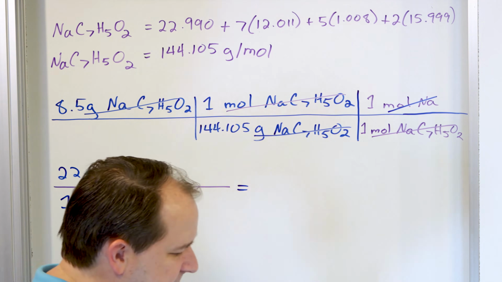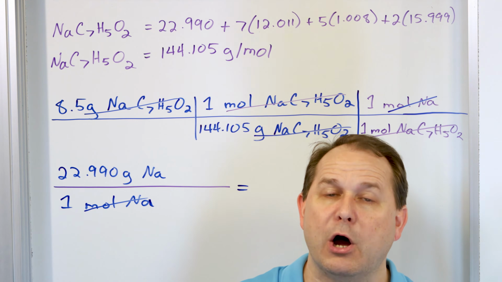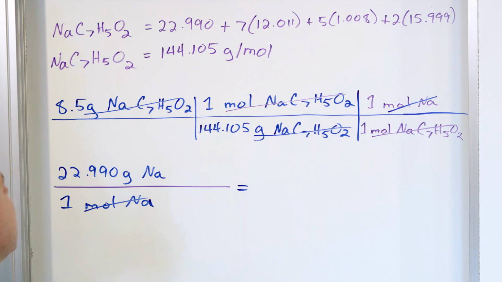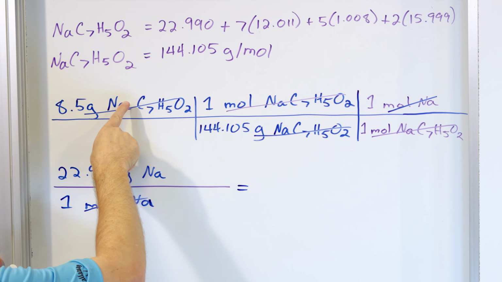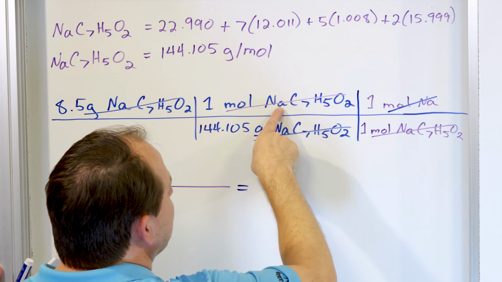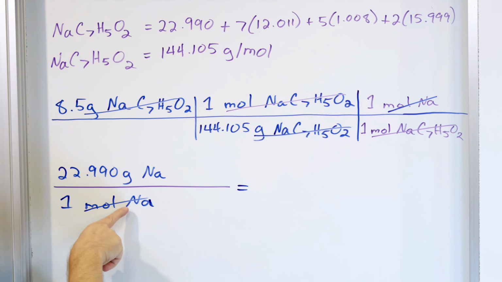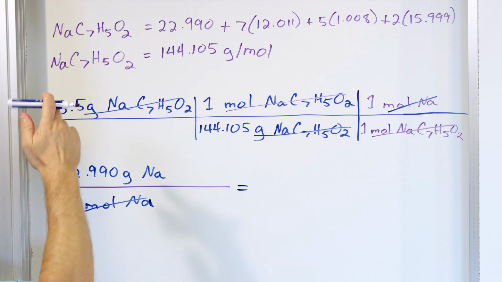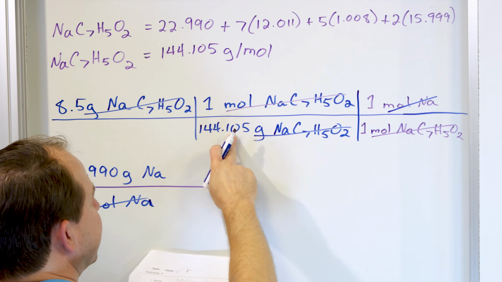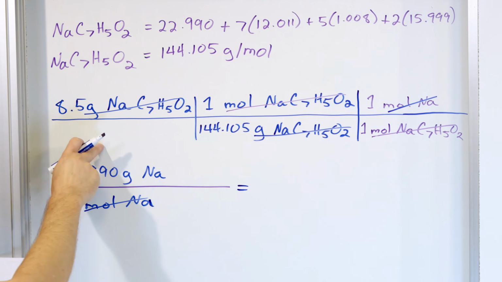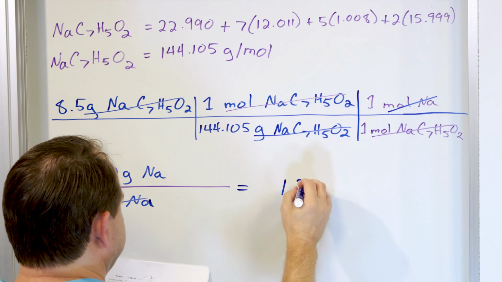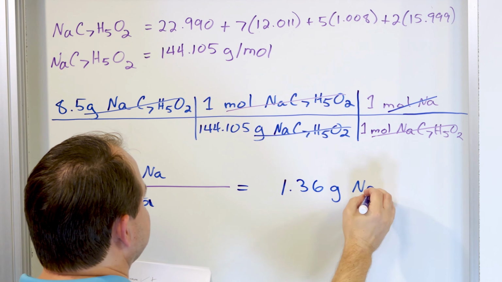So the question says, how many grams of sodium are in a sample of 8.5 grams of this substance? And so we start with the grams of that substance, convert to moles of the substance, and every 1 mole of this substance, there's also 1 mole of sodium, so we get to moles of sodium, and then from moles of sodium to grams of sodium. So 8.5 times 1 divided by 144.105 times 1 divided by 1 times 22.990 divided by 1, and what you get is 1.36 grams of sodium.